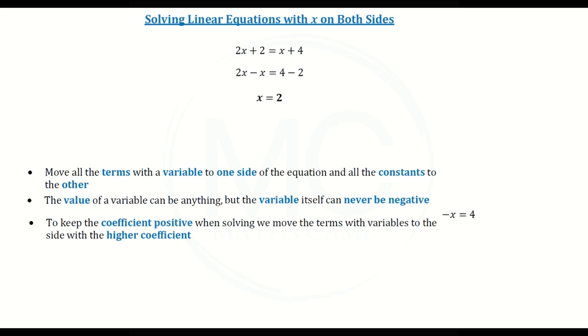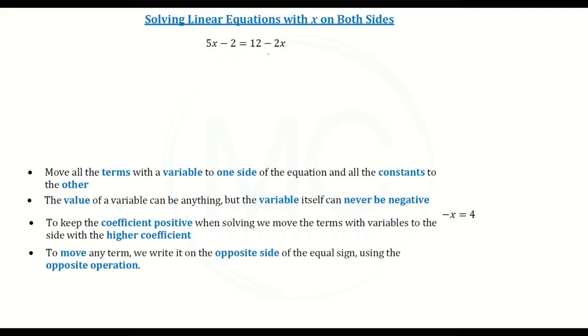Let's look at another example. 5x minus 2 is equal to 12 minus 2x. 5 is our higher coefficient, so we're going to move our x terms to the left-hand side of the equation and our constants to the right. Now, adding and subtracting terms in an equation can be quite confusing, especially in an exam situation. So here is a quick tip. When moving any term, we write it on the opposite side of the equal sign using the opposite operation.